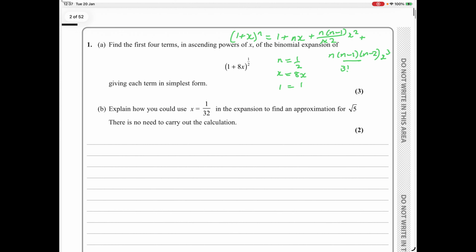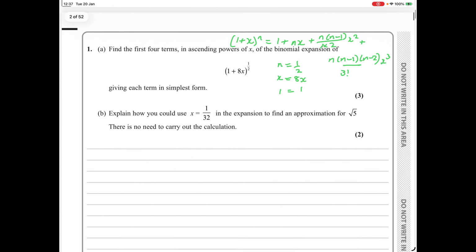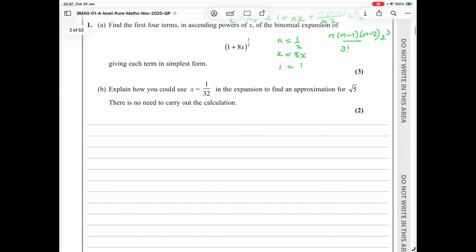1 plus, here we go, why is that not going? Oh, hang on. Oh, here we go. I don't really understand what just happened there.